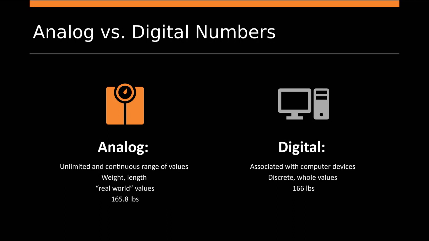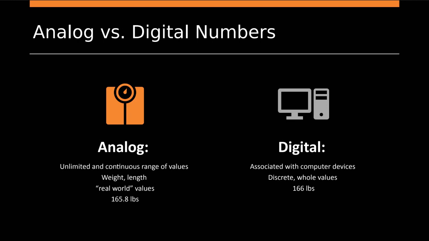Now, if you were to step on a digital scale, this is only going to be able to process whole values. So when you step on that scale, you may really weigh 165.8 pounds, but that digital scale is not going to process that real world value of 0.8. It's going to give you a whole value. So it's either going to round that up or round that down. So a digital scale is going to read 166 pounds.